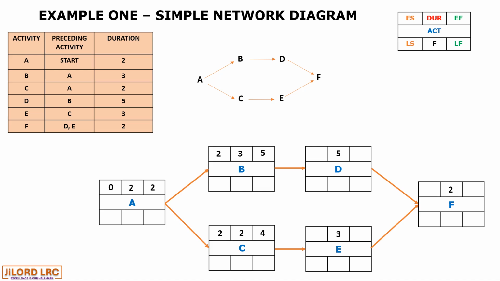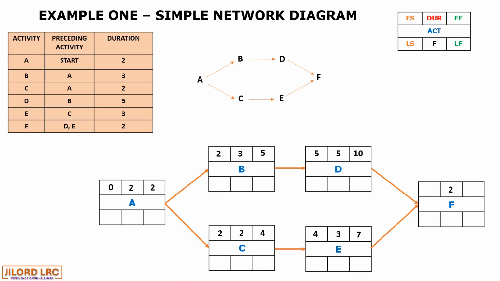For activity D, the early start will be 5, plus 5 its duration, giving us 10. And for activity E, the early start will be 4 plus 3, which is its duration, giving us 7. Now, which of these early finish values then becomes the early start value for activity F?